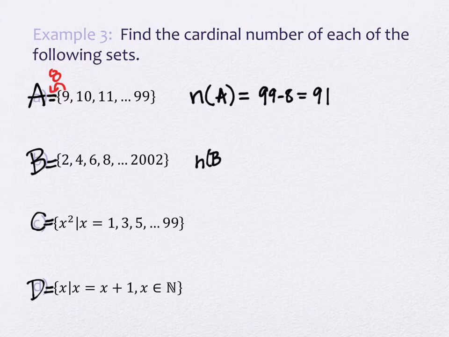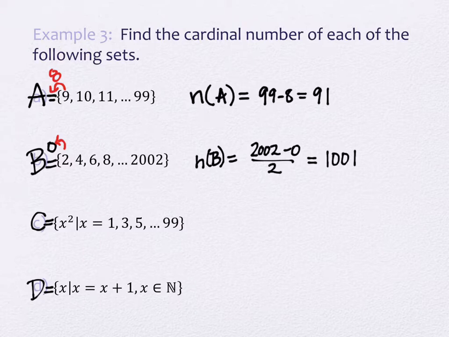What would I do for set B? 2002 is 0. Okay, 2002 minus 0. But then what else? Divide by 2. Okay, so I subtract a 0 because that is the number that comes sort of before, right, in my set. Why did I divide by 2? It's only the evens. Yeah, I'm skipping every other number. You got it. And this gives me the number 1001.